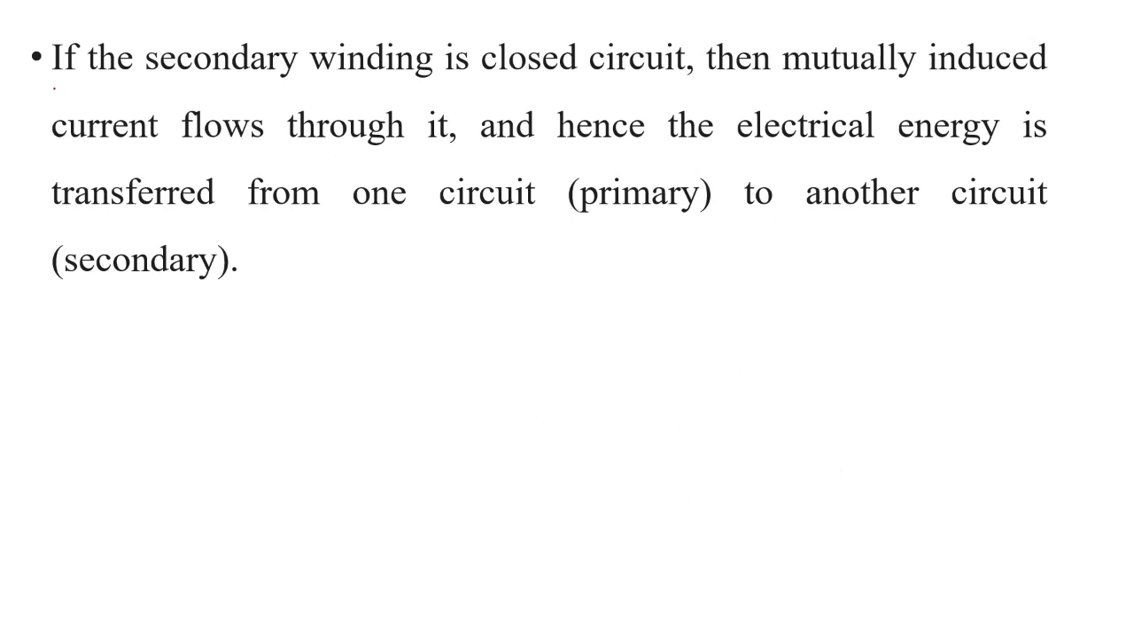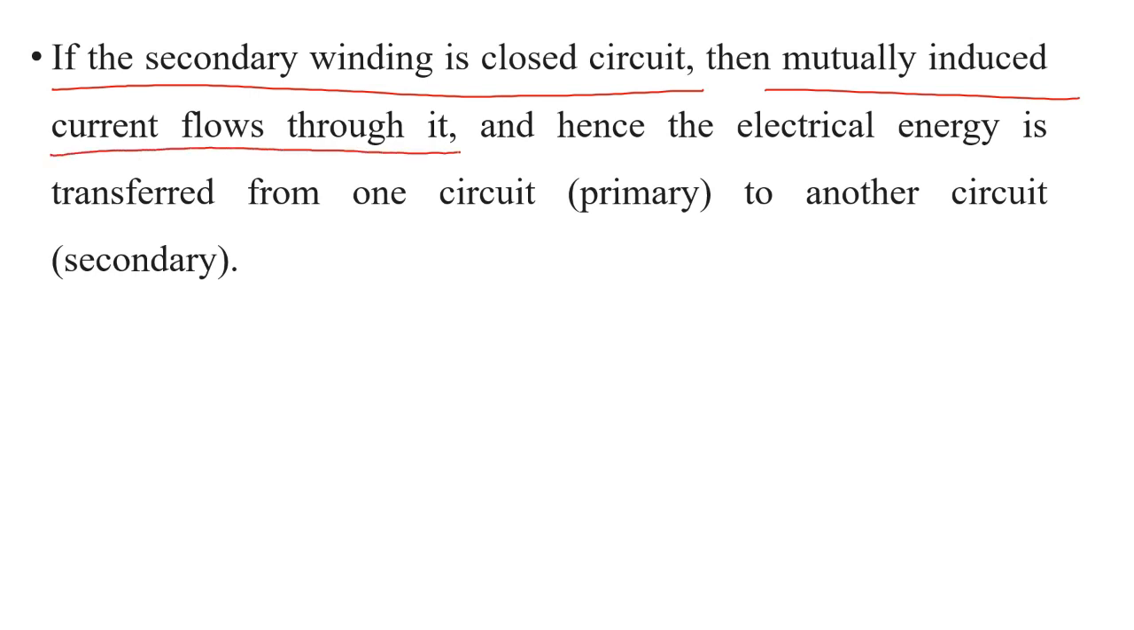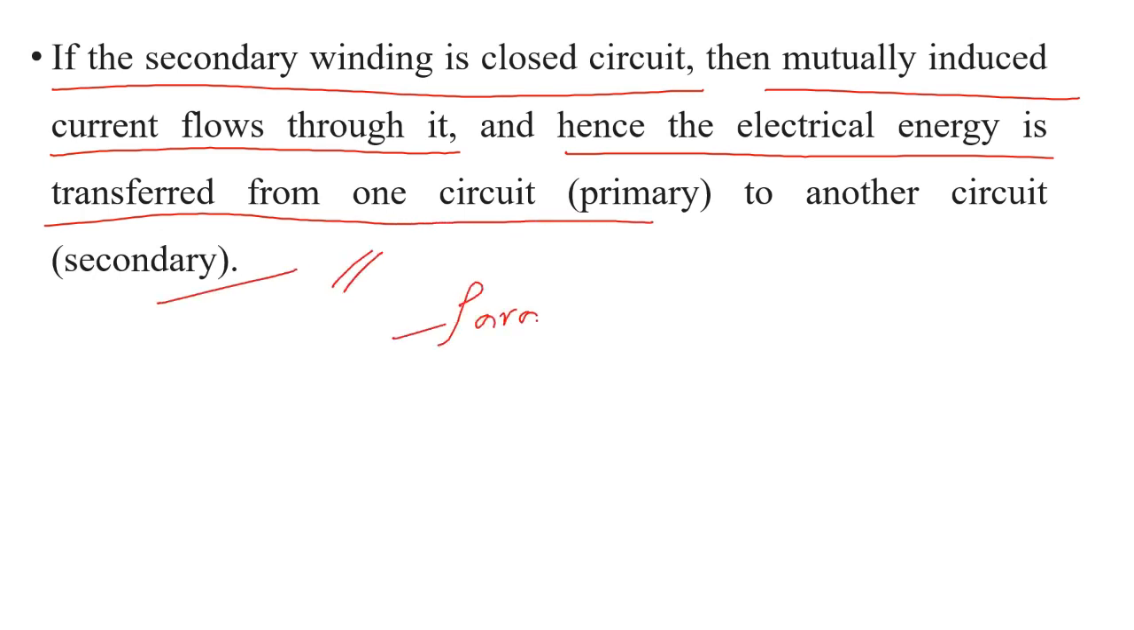And the last point is, if the secondary winding is a closed circuit, then mutually induced current will flow through it. It means that because of the change in flux linking with the secondary winding, there is a production of EMF in the secondary side, and due to that a current flows in the secondary, and that current flows directly through the load connected across the secondary winding, and hence electrical energy is transferred from one circuit to another circuit due to Faraday's laws of electromagnetic induction. So this is the concept of the working principle of a transformer.